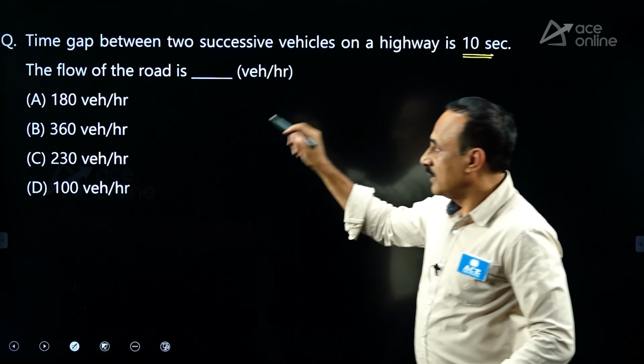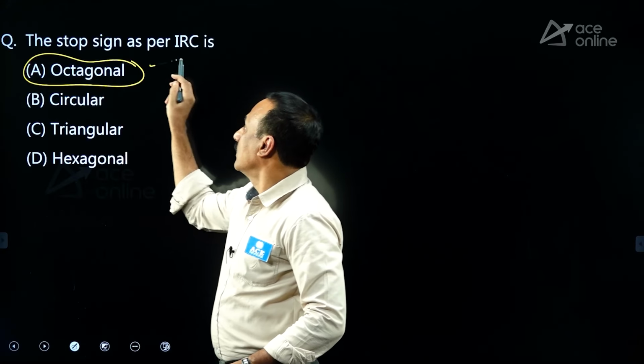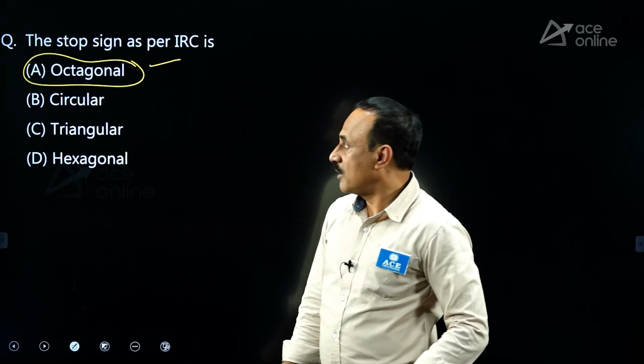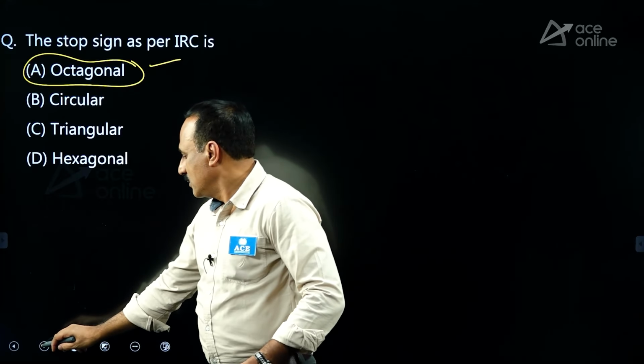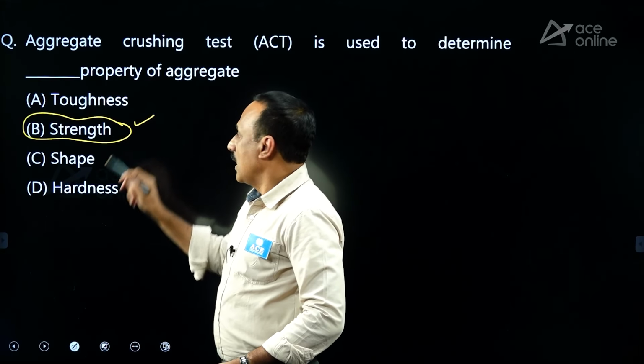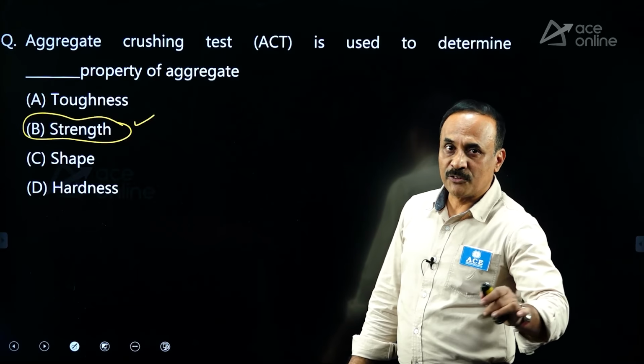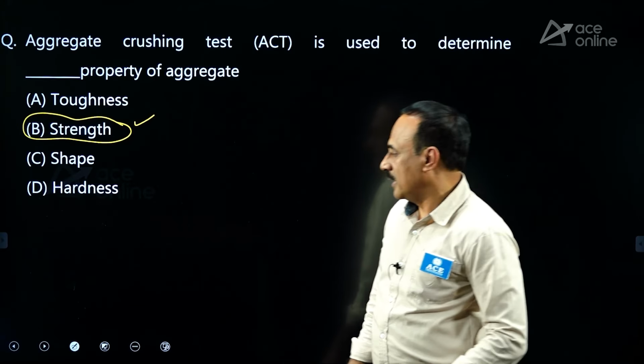Come to the next question. Stop sign is octagonal in shape as per IRC. Stop sign is octagonal. Aggregate crushing test is used to determine strength of aggregate. Aggregate crushing test is to determine the compressive strength of the road aggregate.